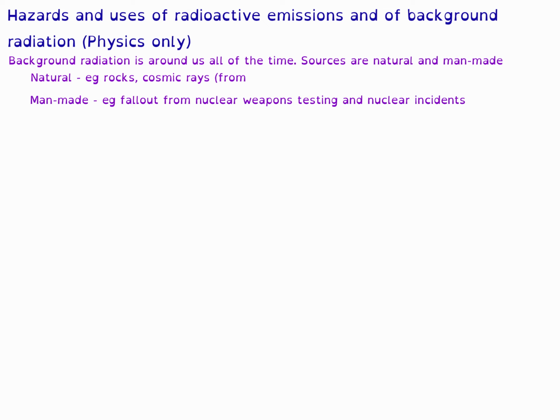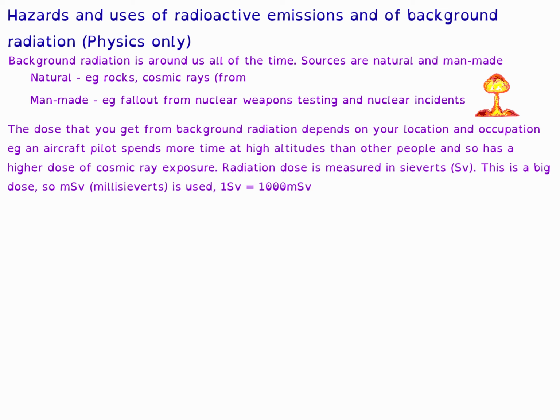Background radiation is around us all of the time. Sources are natural and man-made. Natural sources are things like rocks and cosmic rays, which are from space, and man-made sources are fallout from nuclear weapons testing and nuclear incidents. The dose that you get from background radiation depends on your location and occupation. For example, an aircraft pilot spends more time at high altitudes than other people, and so has higher doses of cosmic ray exposure. Radiation dose is measured in sieverts.